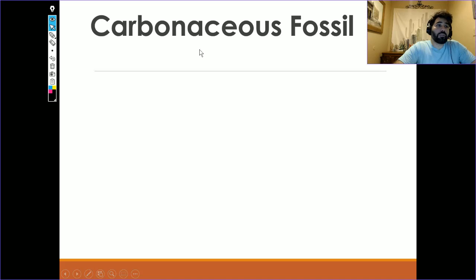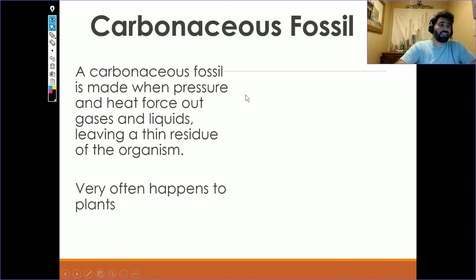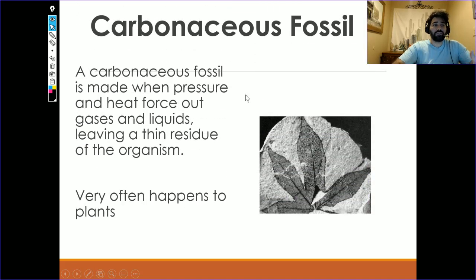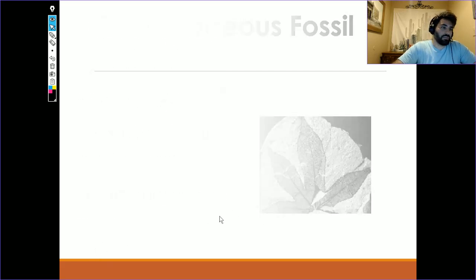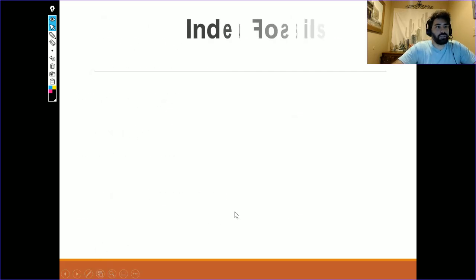And then you have carbonaceous fossils. What these are is residue, right? A lot of the gases and the liquids got pushed out, and you're left with this very thin residue. I remember because it looks like a little carbon imprint, like a carbon copy. So carbonaceous fossils typically happen with plants.